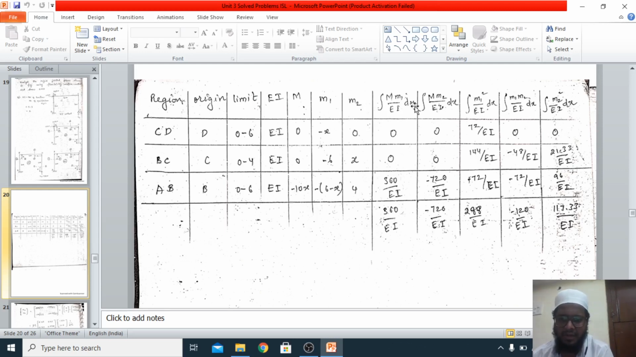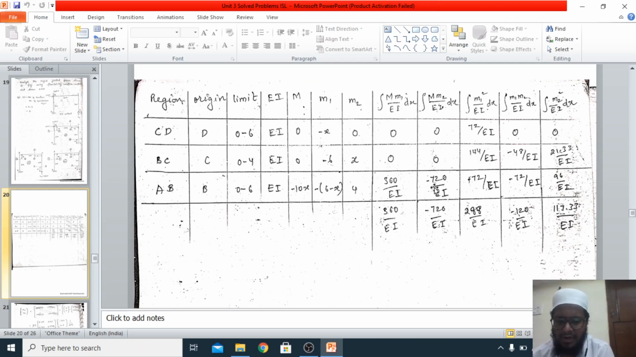So integral M M1 by EI into dx: 0 into x is 0 here. Then again 0 into minus 6 is again 0 here. If you can see here M1, so minus into minus plus, 10x into 6 minus x. If you integrate it with the limits as 0 to 6, you will get 360 by EI. Similarly, we'll go for MM2. 0 into 0 will be equal to again 0, 0 into x again 0 here, and then again 10 minus 10x into 4, that is minus 40x. Just integrate that.